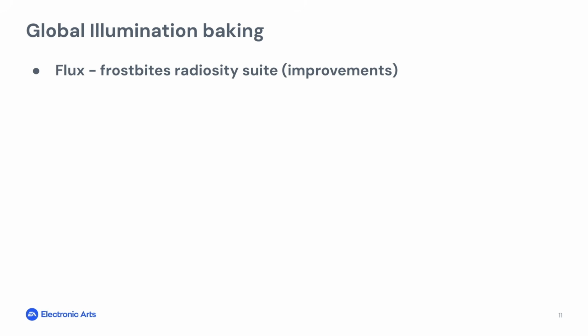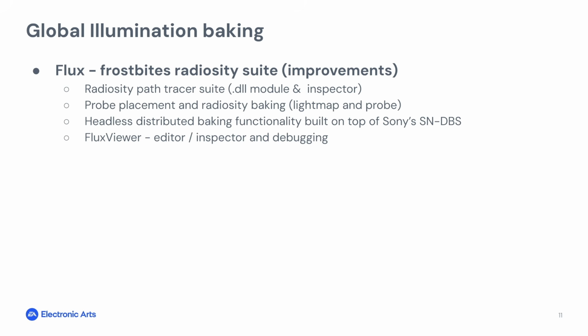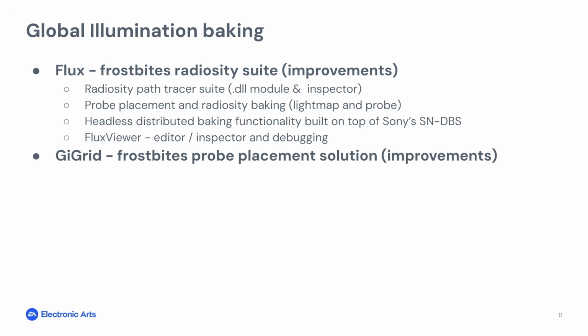Now, I will break down Frostbite a little bit into the subsystems. So the first one is called Flux, and Flux is basically a suite of radiosity. What it does is that it does the probe placement itself, and it also does the radiosity baking, but it works as a DLL completely decoupled from the engine. It is headless, so that means that you can actually send pieces of the bake over the network, and then Flux will stitch them back together. Flux Viewer also is a standalone editor inside of this Flux DLL that allows you to inspect and see any issues in the bakes or any artifacts.